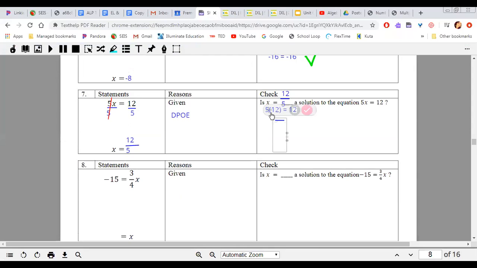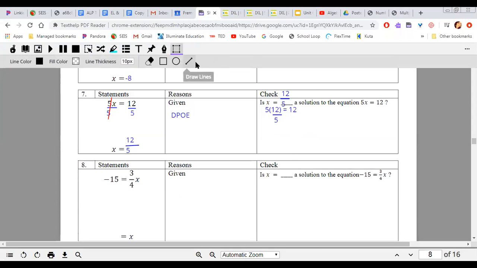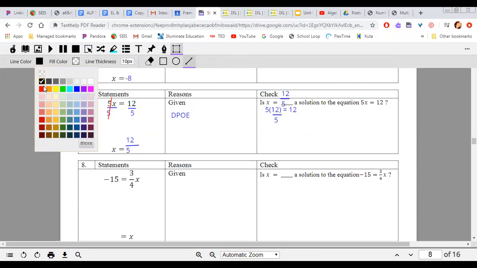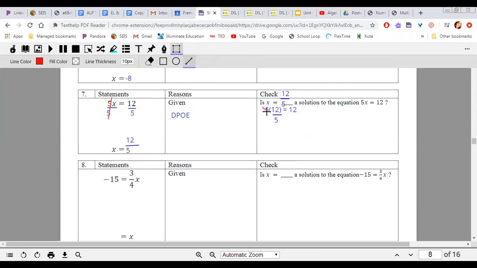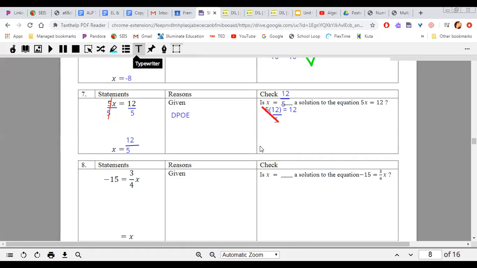Okay, let's see if that helped. There, yay, it's working now. Okay. So I have a 5 on top and a 5 on bottom. Do I need a line and a 1, or can I just cross them off like I do when I have the x? Cross it off. Yeah, let's just cross that off.